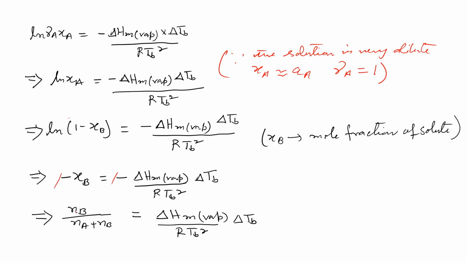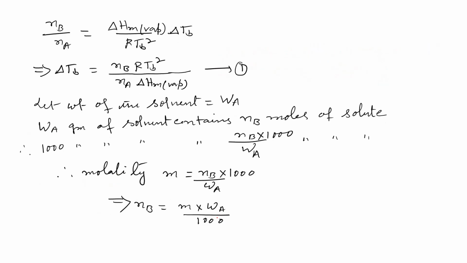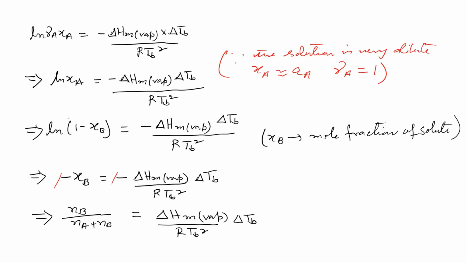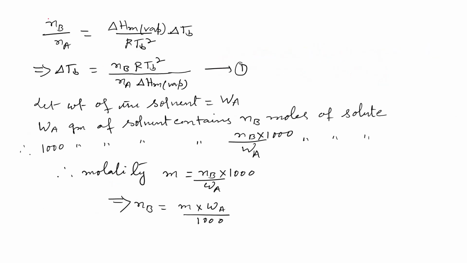Now xb is equal to, you know that the mole fraction of the solute will be the number of moles of the solute divided by the total number of moles, that is number of moles of the solvent plus number of moles of the solute, and that is equal to delta Hm vaporization into delta Tb divided by RTb square. Now look here. Here it is Nb divided by Na plus Nb, but here I have written Nb divided by Na.